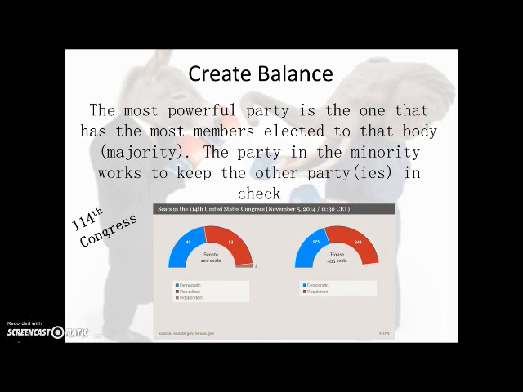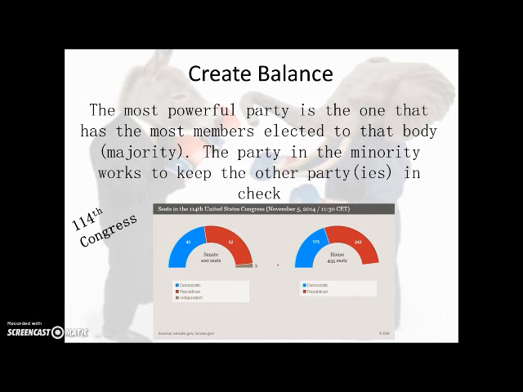The fourth role of political parties is to create balance. The most powerful political party is the one that has the most members elected to office. We'll use Congress as our example here. Being in the majority means the party can focus the government's attention on issues that are important to that party's platform. For example, the Republicans currently control both the Senate and the House, giving them a majority in both houses of Congress.